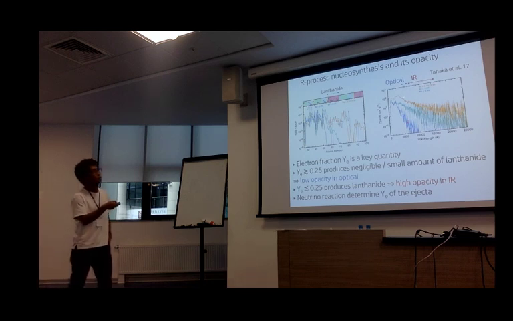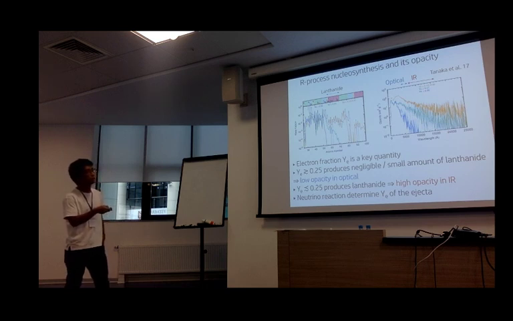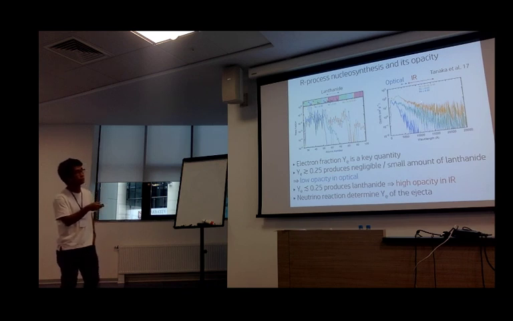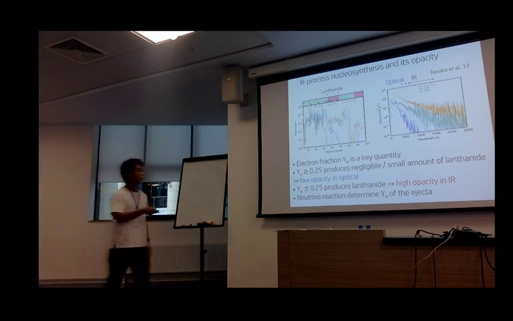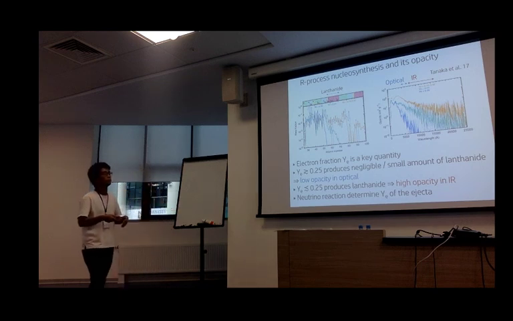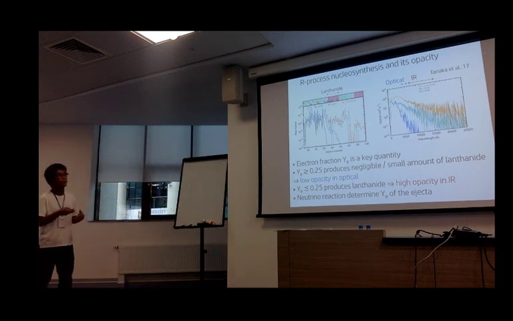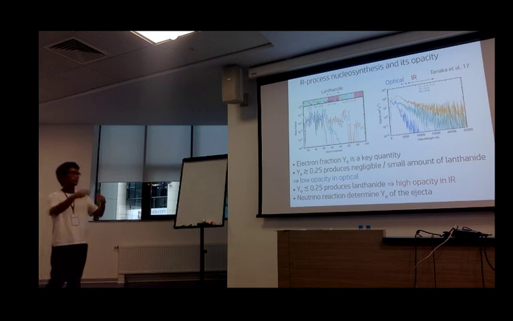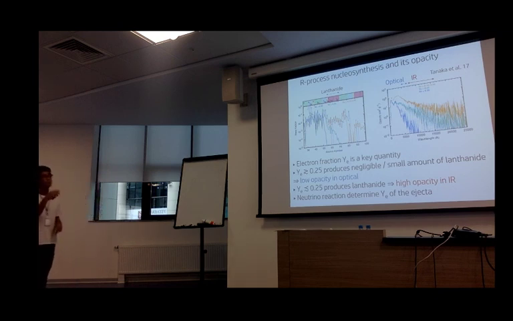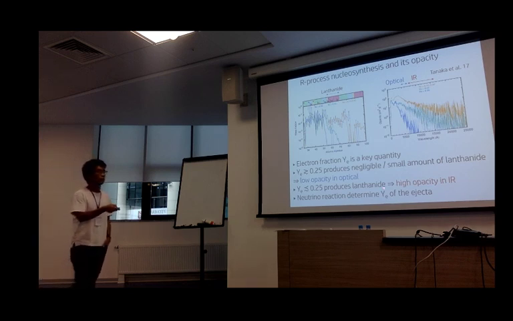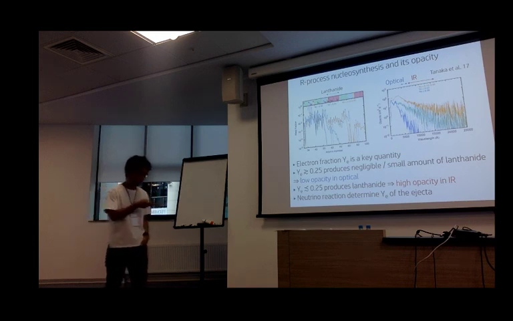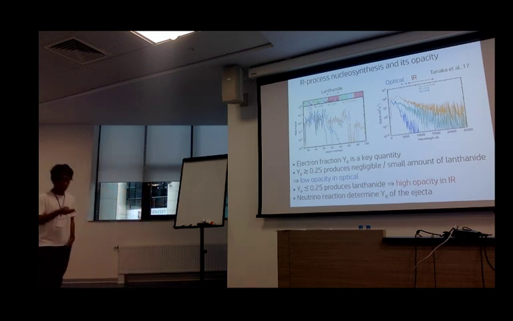This figure shows that if the electron fraction is greater than 0.25, lanthanide elements are not produced, so the opacity becomes low. On the other hand, if the electron fraction is lower than 0.25, a bunch of lanthanides are produced, and the opacity becomes high. Because lanthanides have many energy levels, bound-bound transitions produce high opacities. So neutrino reactions determine the electron fraction of the ejecta, which is important for determining the emission process in macronova.